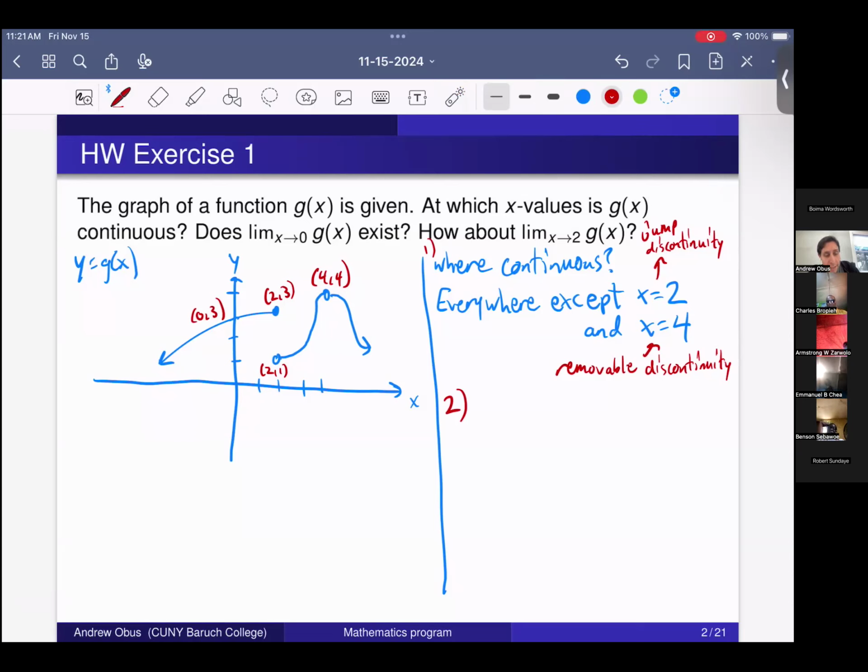Okay, so the second part asks, does the limit as x approaches 0 of g of x exist? Well, looking at the graph, does it look like it exists?